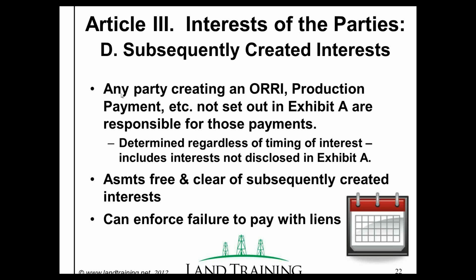And what it says is that if you create an override or you grant someone a production payment and it's not in Exhibit A, then you have to pay whatever those subsequently created interests are. And you can enforce this failure to pay with a lien. So if they don't make their payments to their overriding royalty interest owners or those production payments, the operator can then force them to do so by putting a lien on their property.